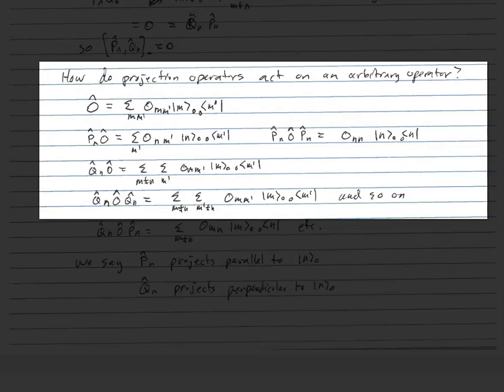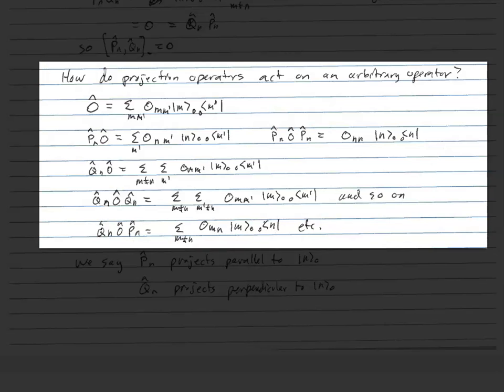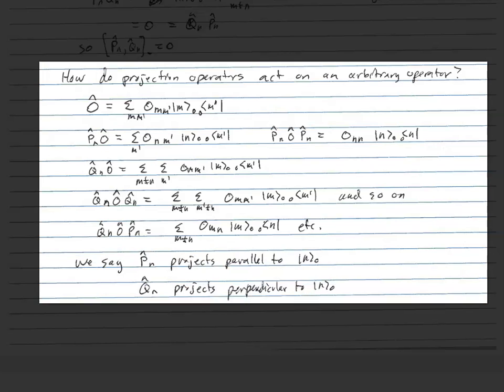And now if I have an operator in between, we can have these mixed terms. So I can have a QnÔPn, which would just restrict my sum to be m not equal to n, and it will set the rightmost index to be n. And similarly, you can look at PnÔQn. I did not write that down. What we say is that Pn projects parallel to the state n sub 0, and Qn projects perpendicular to the state n sub 0.